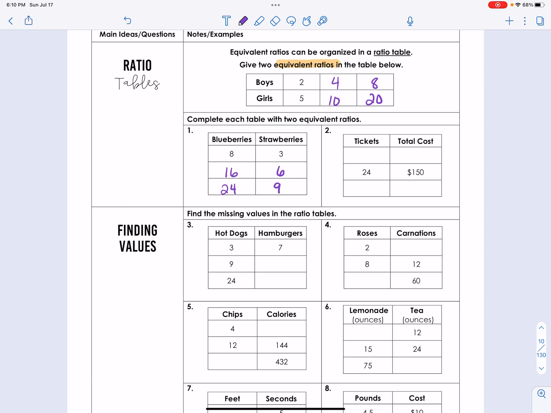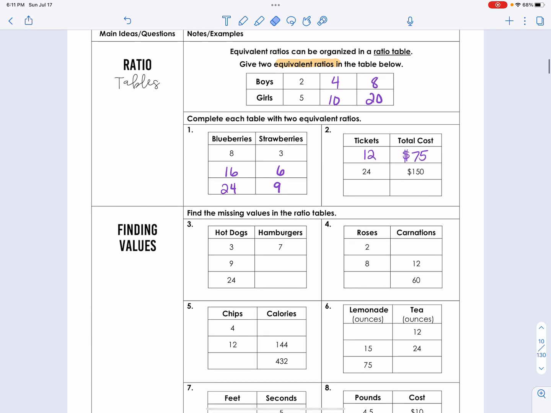I could multiply 8 by 3 and get 24 and 9. On the next one, 24 and 150, I could divide them both by 2 and get $12 and $75. Or I could multiply them by 2 and I get $48 and $300. As long as the ratios are equal, this would not be wrong. I could multiply by 10. It would be $240 and $1,500. As long as they stay equivalent, it doesn't really matter what you multiply or divide by.